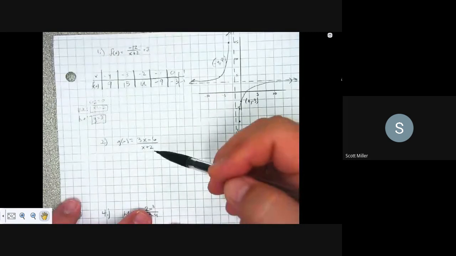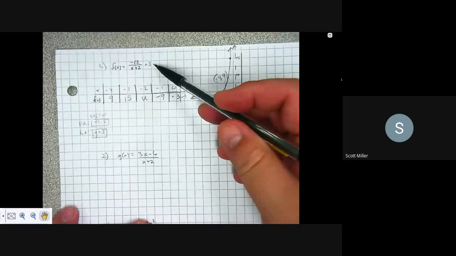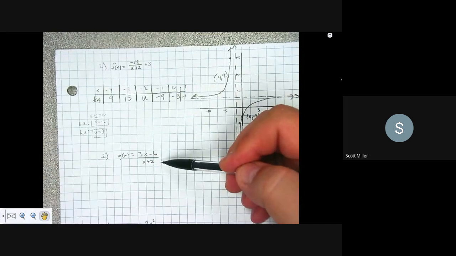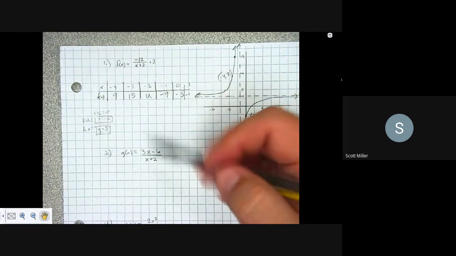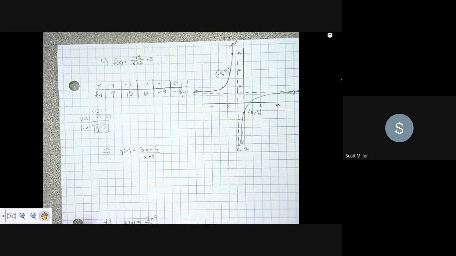Now, I showed you that one, so I can show you this one. Okay? This is in simple form. This one is in general form. But I want you to know that these are actually the exact same graphs. So let me show you why I know it is.